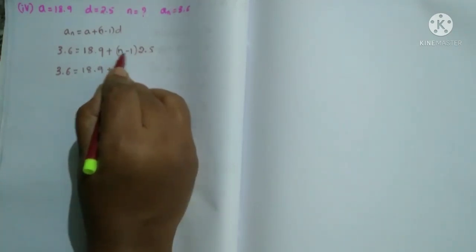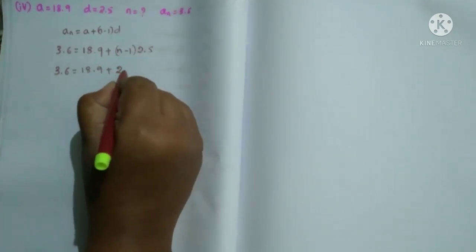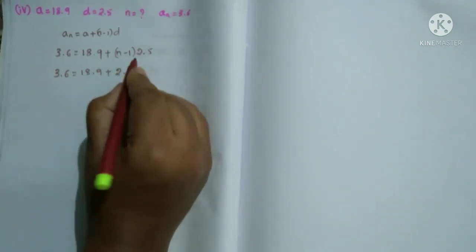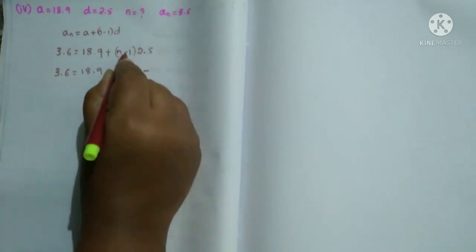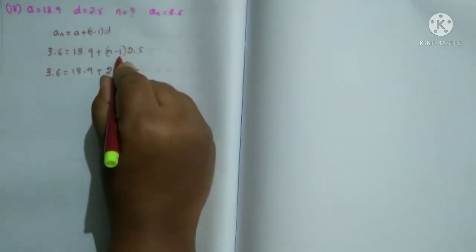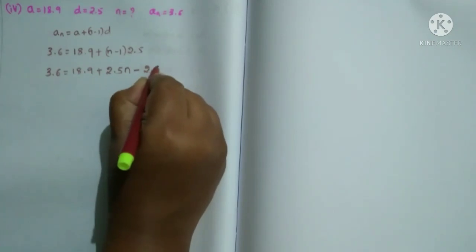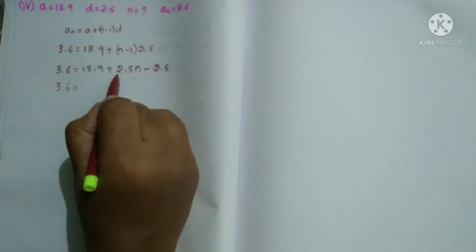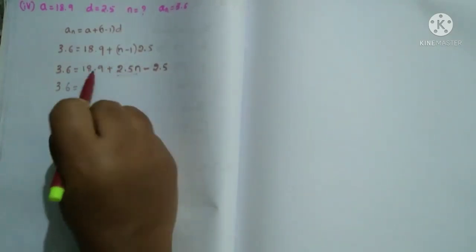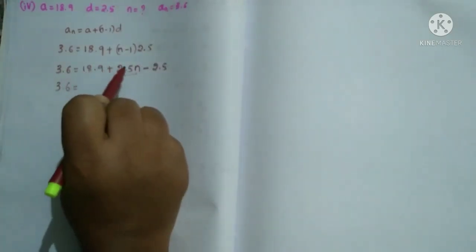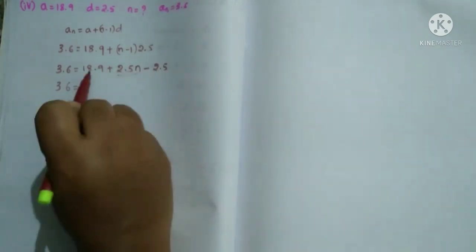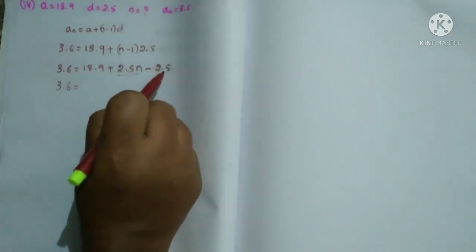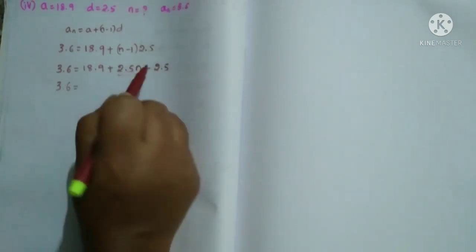This 2.5 is for n also, 1 also. So 2.5 with n I'll multiply first. Okay, this 2.5 is for both the numbers, n also, 1 also. 2.5 into n, minus, here plus into minus is minus, 1 into 2.5 is 2.5. Now 3.6 as it is I'll write. Here you see this is containing n, we can't add or subtract with this. So these two are constants, 18.9 minus 2.5, so we can subtract.